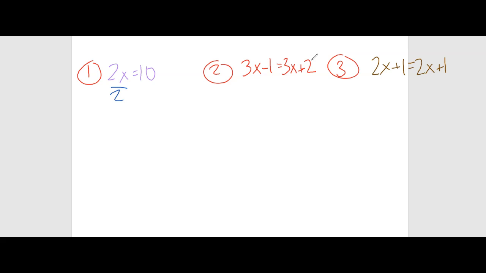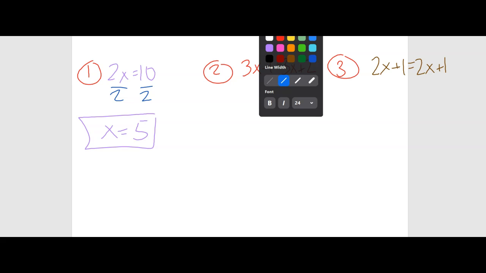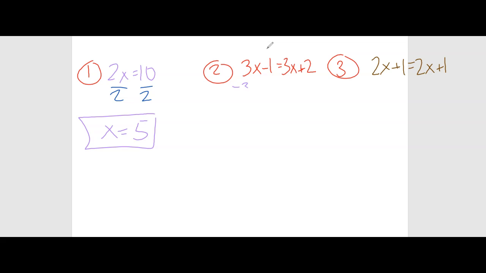Okay, so if I solve the first one, obviously just dividing both sides by 2, I'll get x is equal to 5. It's pretty straightforward. Our solution is x equals 5. If I look at my second one, I will subtract 3x from both sides, and I will get -1 is equal to +2. So think about what the solution to this equation would be. -1 is never equal to +2, and there's no value of x that would make that true. So this equation actually has no solution.